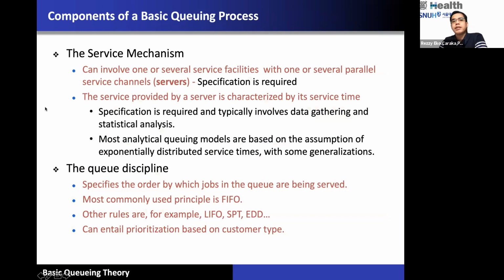A component of the basic queuing process is the service mechanism. It involves one or several service facilities with one or several parallel service channels. We're talking about the servers, so specification is required. Also, the service provided by the server is characterized by its service time. So we have to record it, and typically gather the data for statistical analysis. Most analytical queuing models are based on the assumption of an exponentially distributed system.